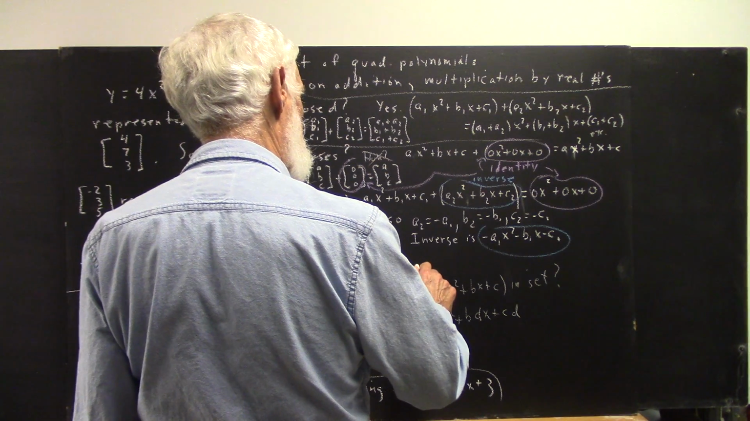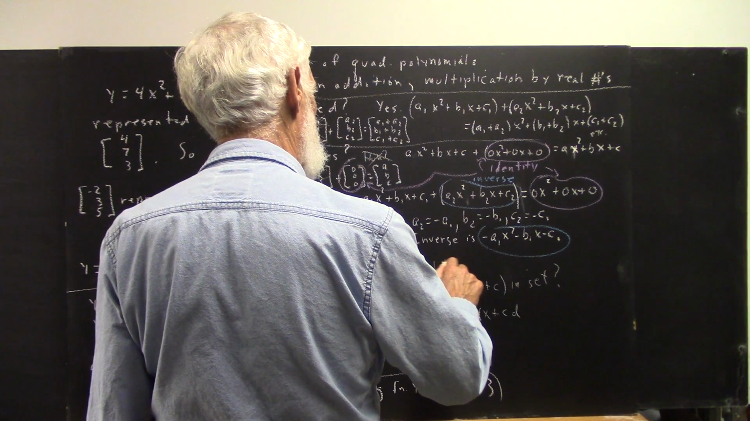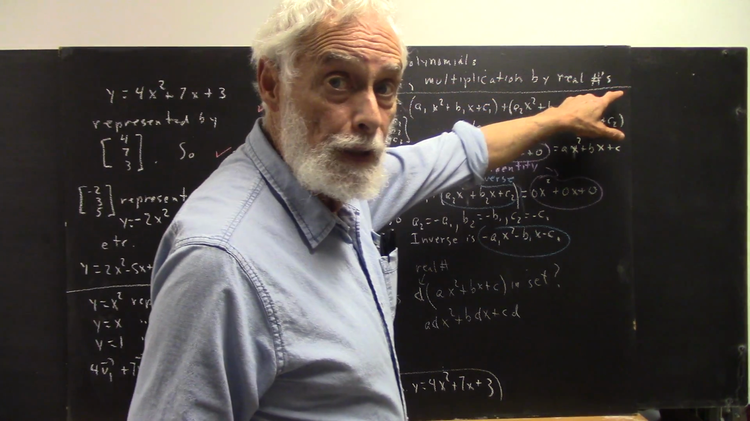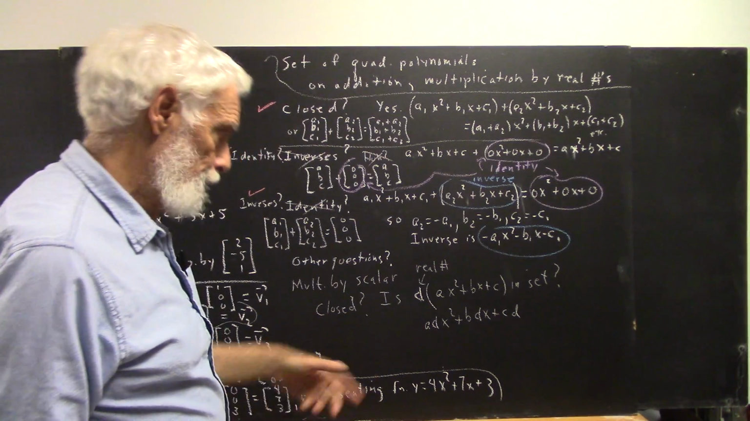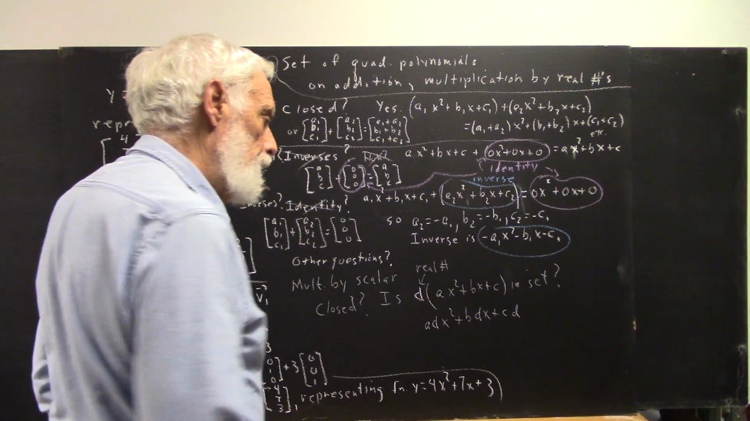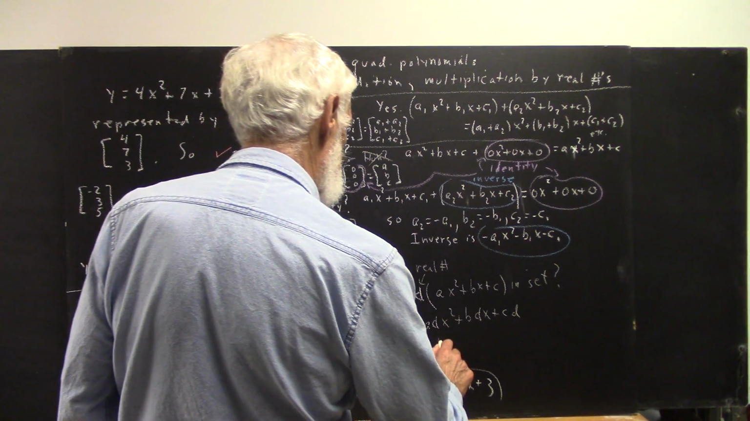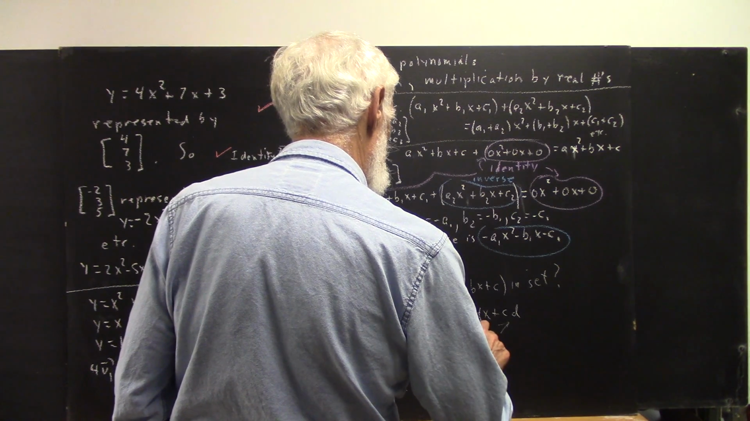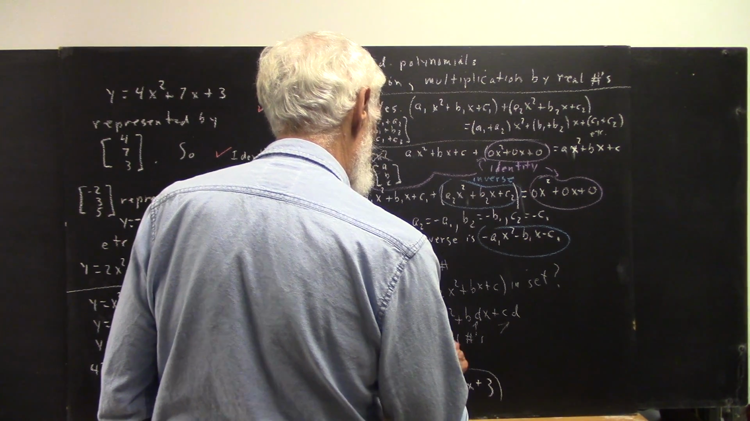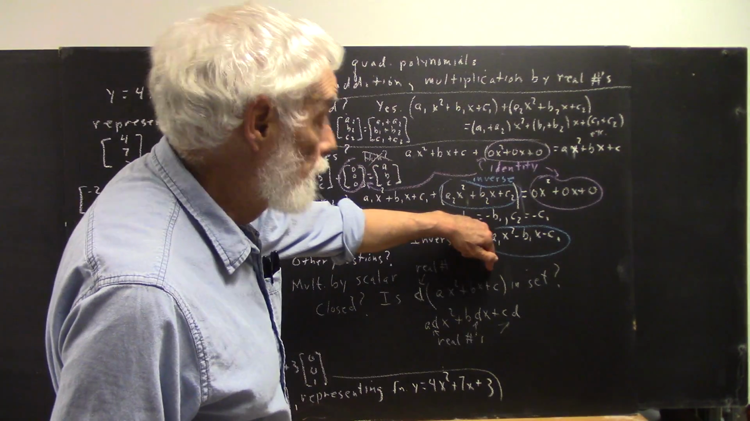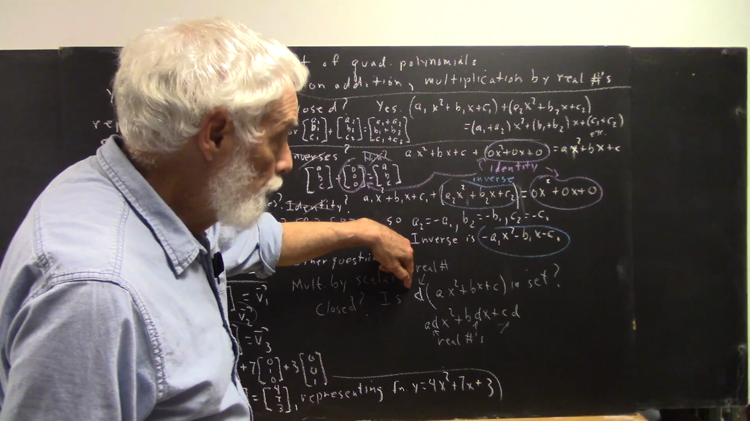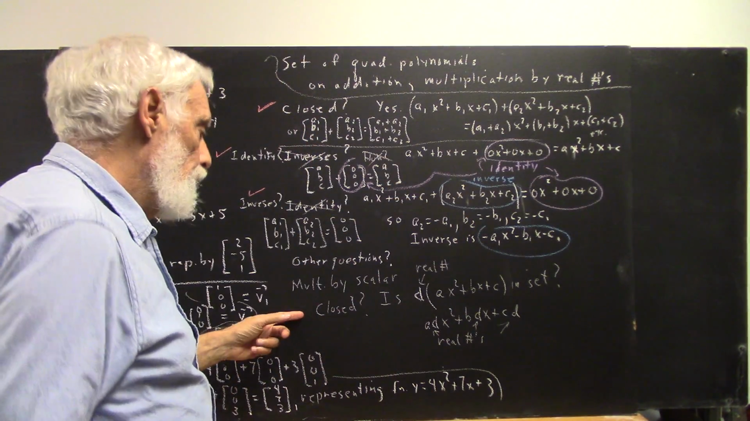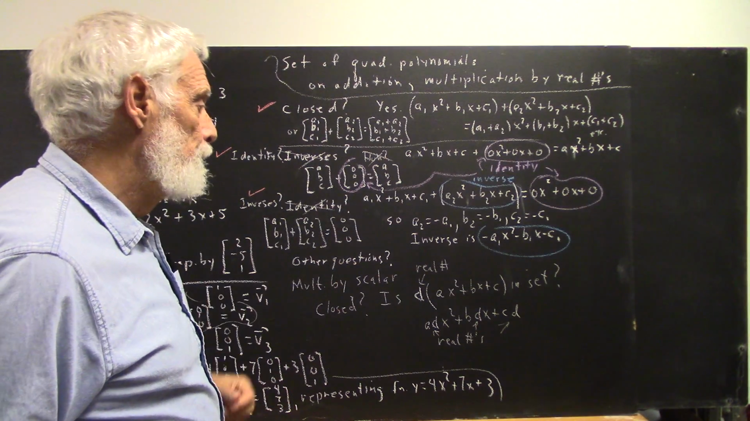D is a real number. Why is D a real number? Because it's multiplication by real numbers. Real numbers constitute our scalars. So if we multiply by the real number D, we get real numbers, CD, BD, and AD, simply because we know A, B, and C are real numbers. We know D is a real number, and we know when we multiply two real numbers, we get a real number.